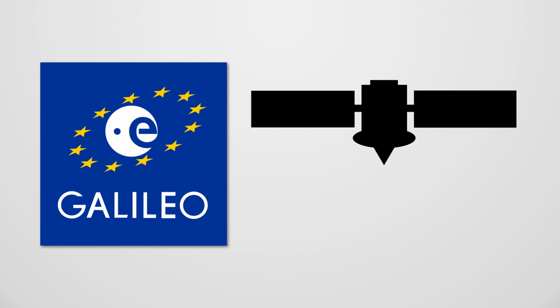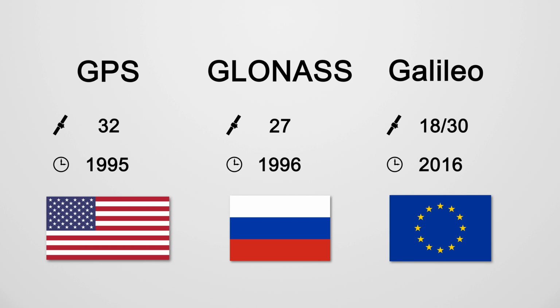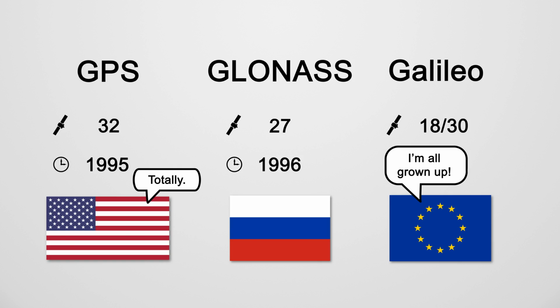In December of 2016, Galileo first went online, and the European Union got its own satellite navigation system. It joins the American GPS and the Russian GLONASS in becoming the third system available around the globe. And while it did cost more time and money than expected, it also decreases Europe's reliance on other systems.